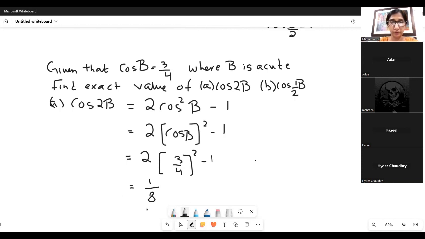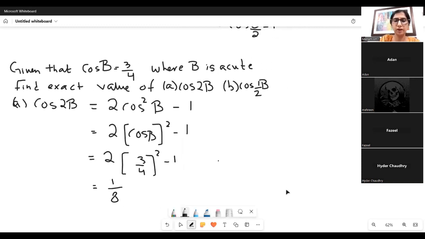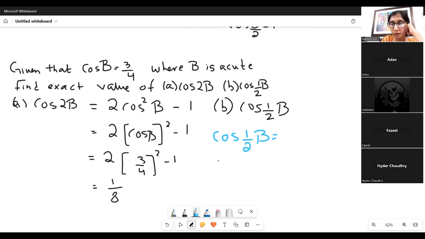Okay, similarly, now let's do part B. In part B we have to find the value of cos half B. What do we do for this? It becomes one-fourth B, then we will open it. If we're using the same formula as before, we write cos half B here, and here we have to halve it further: cos square of one-fourth B minus 1.